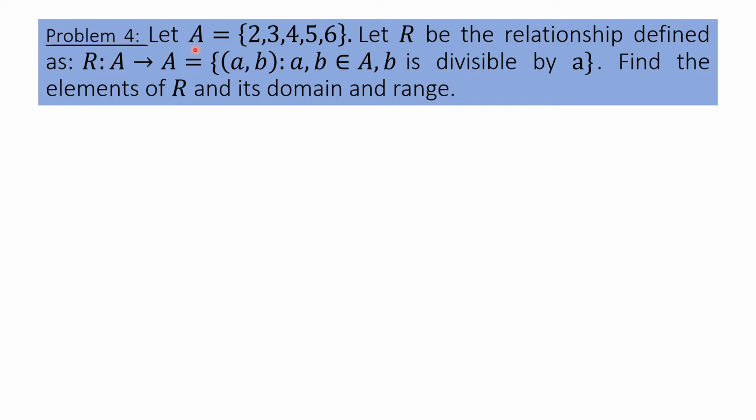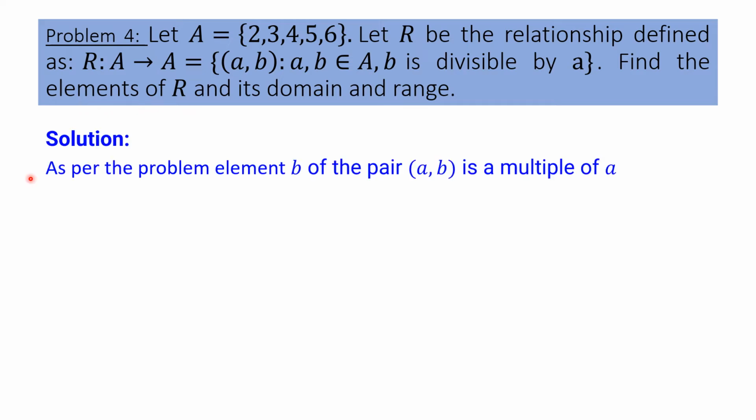In this problem, we are given a set A having elements 2, 3, 4, 5, 6 and we are given that R from A to A is a set of pairs of elements (a, b) such that (a, b) is in A and b is divisible by a. We are required to find the elements of R and its domain and range.